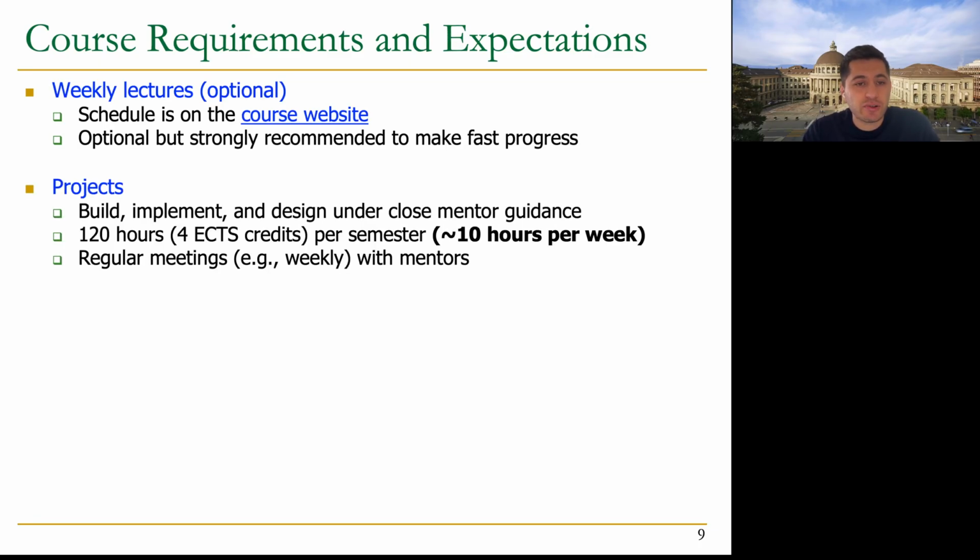So then what are these projects, right? We already asked you to fill a form on Moodle. You'll be telling us about your skills, your interests, and so on. And we're going to be looking at those skills and your interests, and we're going to be assigning you to your mentor. So you can have more than one mentor as well.